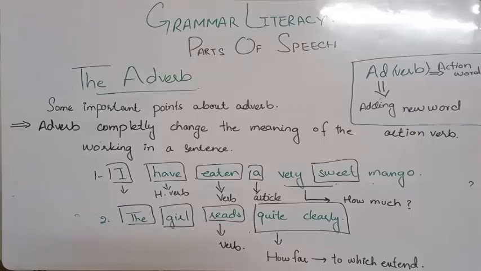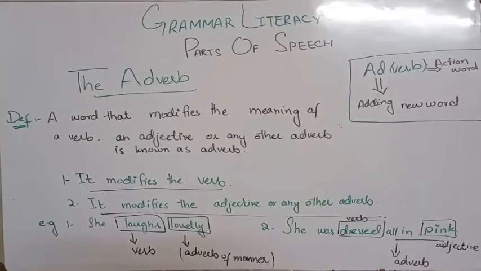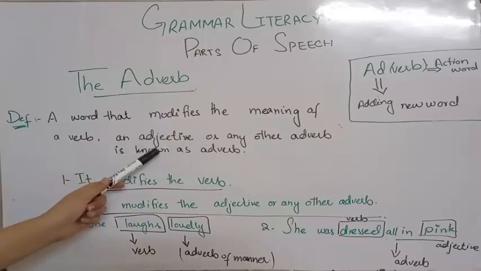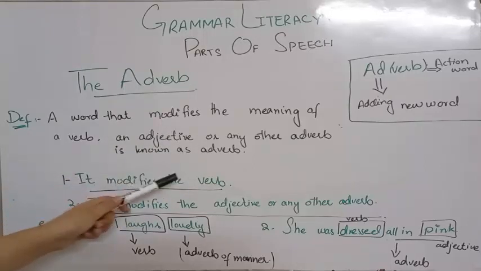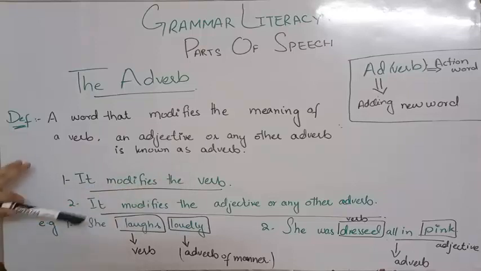Now look at the next part of the video. Now we are going to deal with the proper definition of the adverb. In grammar, what is the adverb? An adverb is a word that modifies the meaning of a verb, an adjective or any other adverb. So we have three things here: a verb, an adjective, and any other adverb. The first thing is it modifies the verb. The second thing is it modifies the adjective and any other adverb.